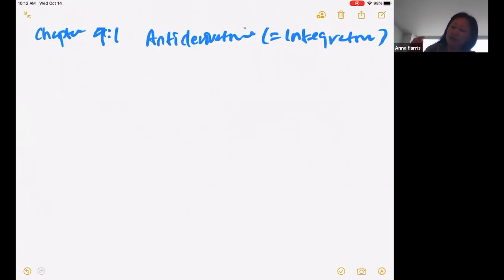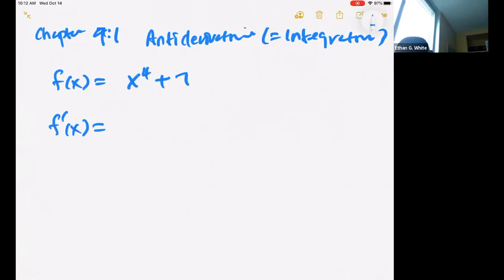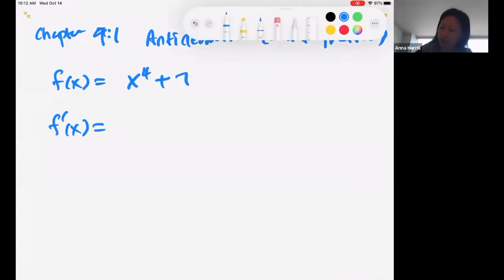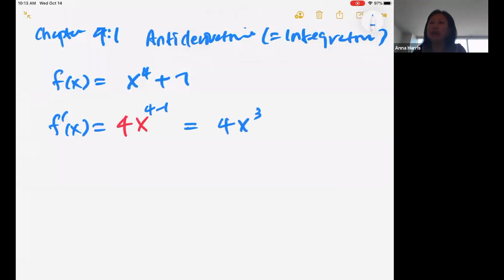So let's look at that. If I give you a function, f of x equal to, say, x to the 4 plus 7. All right, let's take a derivative of this. So what's that equal to? Somebody tell me, what's the derivative of this? 4x to the third. Yeah, definitely. It'll be 4x to the 4 minus 1, which is the same as 4x to the third. Am I right? So we know that.